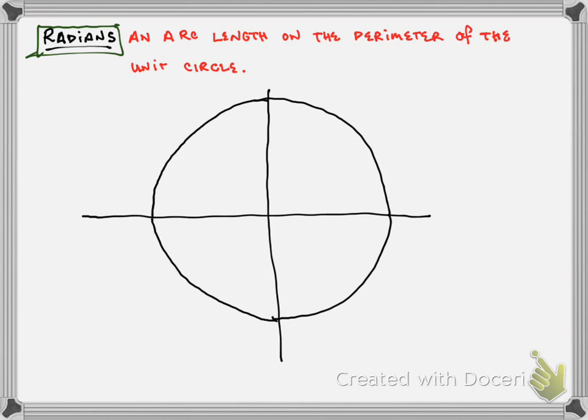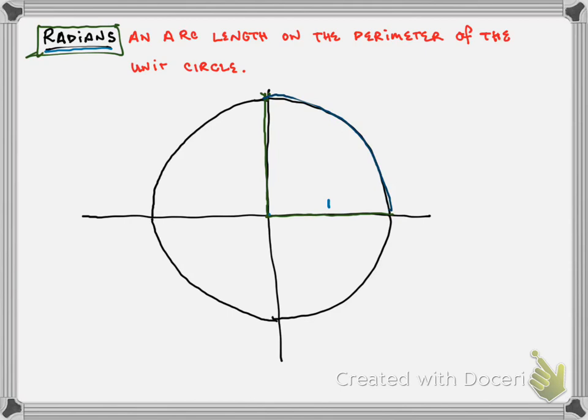A radian is an arc length on the perimeter of the unit circle. Now remember what the unit circle is. The unit circle is the circle centered at the origin with a radius of 1. So if I want another way to measure an angle, let's say 90 degrees, for example. So here's my angle of 90 degrees. I want another way to measure that angle of 90 degrees. I can measure the length of this arc right here.